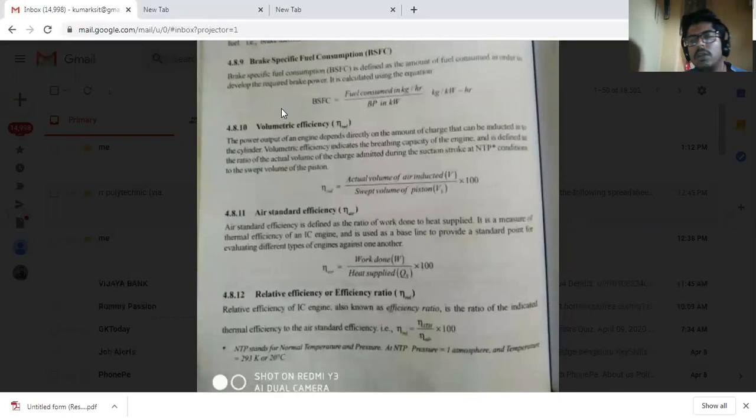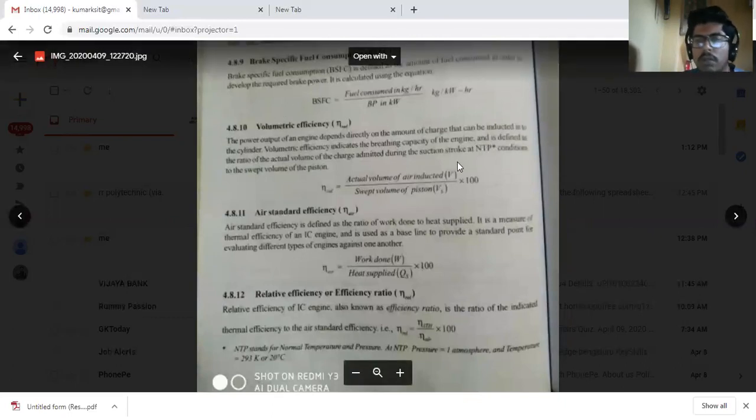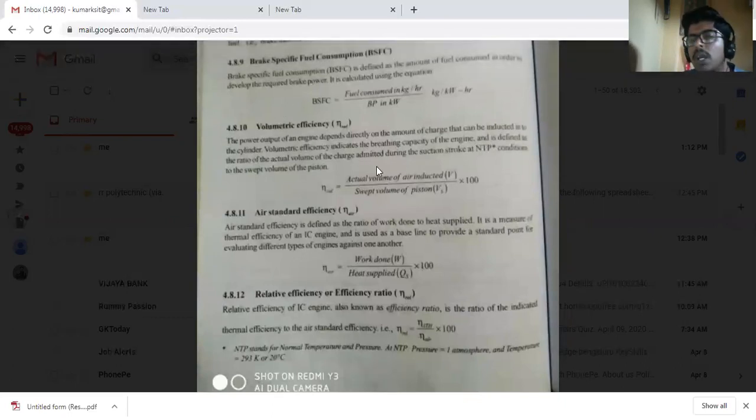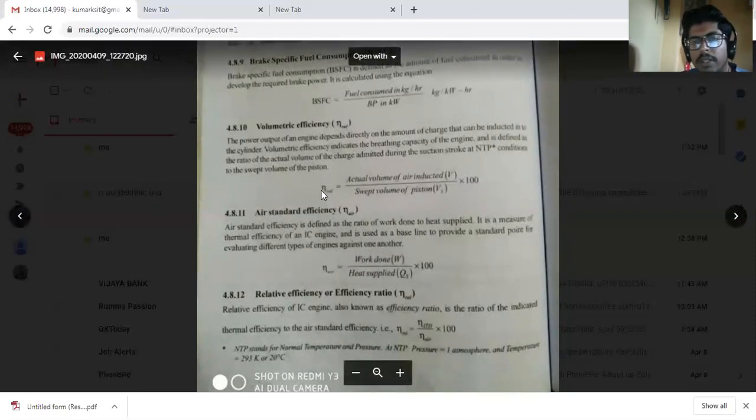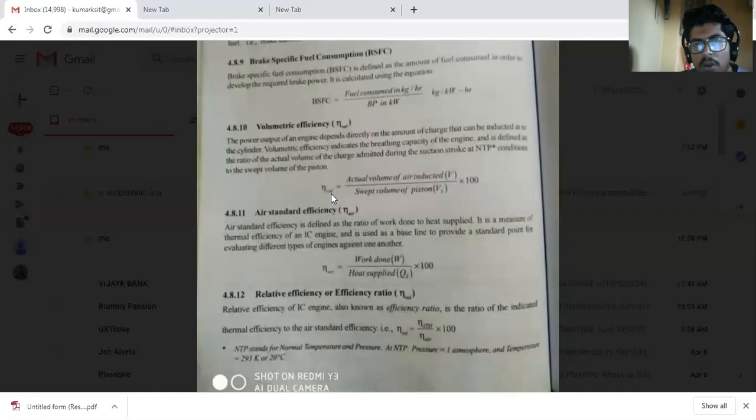Next, volumetric efficiency. What do I mean by volumetric efficiency? It is defined as the ratio of the actual volume of air admitted through the suction stroke to the volume swept by the piston. That is eta volumetric equals the actual volume of air admitted, denoted by V, divided by the swept volume of the piston, denoted by Vs, into 100.